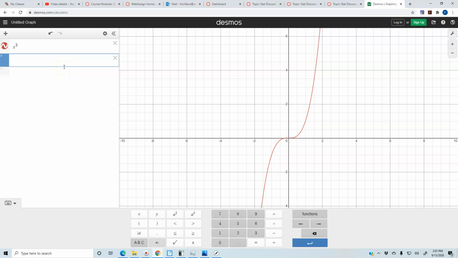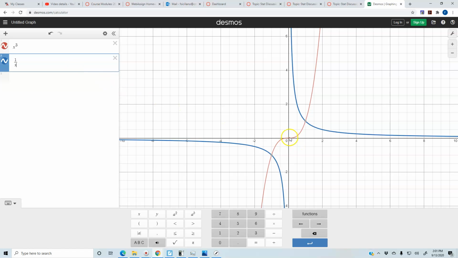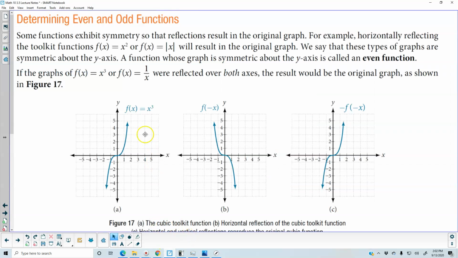If you take a look at the graph of 1 over x, if we rotate this graph around the origin, because the origin is what is creating this symmetry, it's considered an odd function. So let's take a look at f of x equals x cubed. This is the function that we saw on Desmos. Now if we reflect it according to negative x, and then apply the negative to it, we're going to end up back in the same original space.